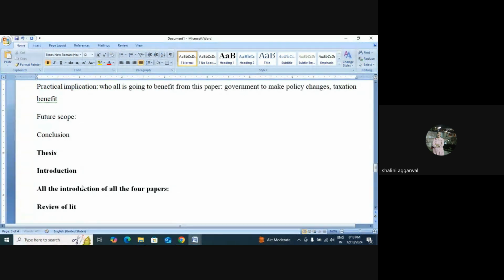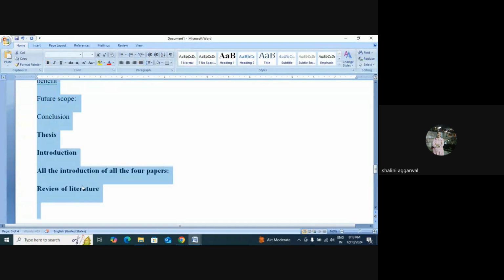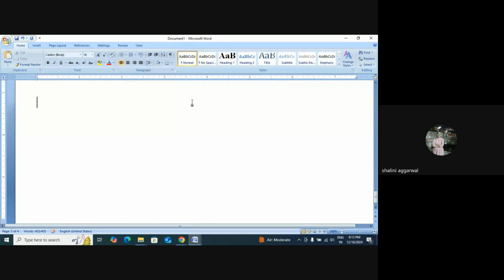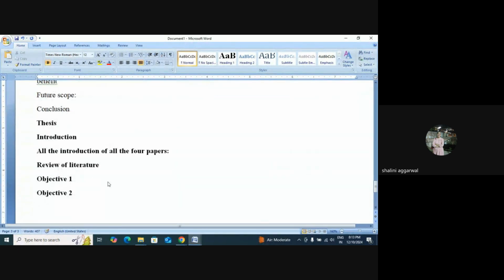Same with the review of literature. Even if you want to write objective 1, objective 2, objective 3 separately, you can do that. But you also have to see what the rules and regulations in your organization are, whether they permit this or not. If they permit, then you can write objective 1, review of literature, objective 2 and objective 3, right? And like this. And then comes the research methodology.